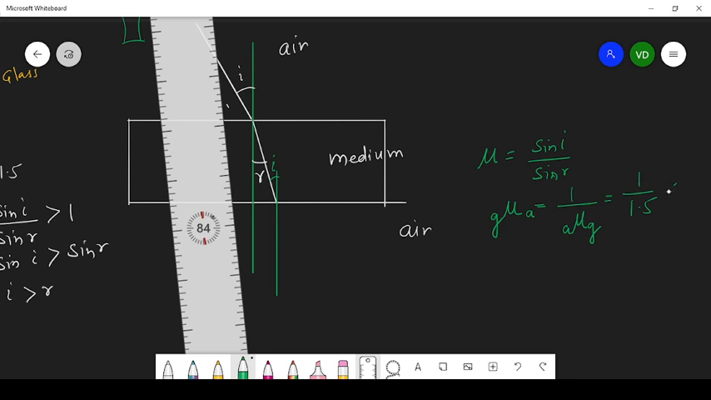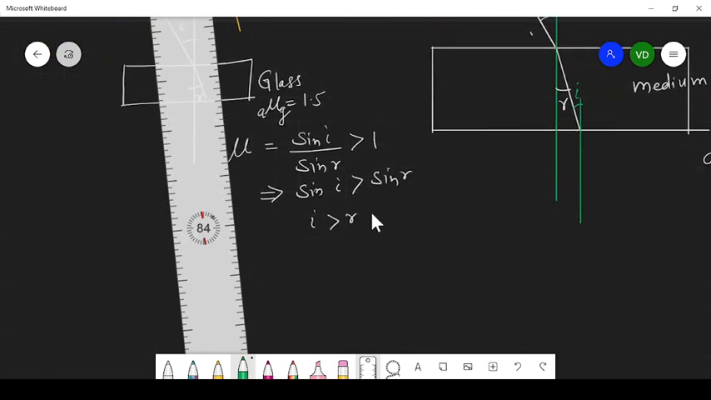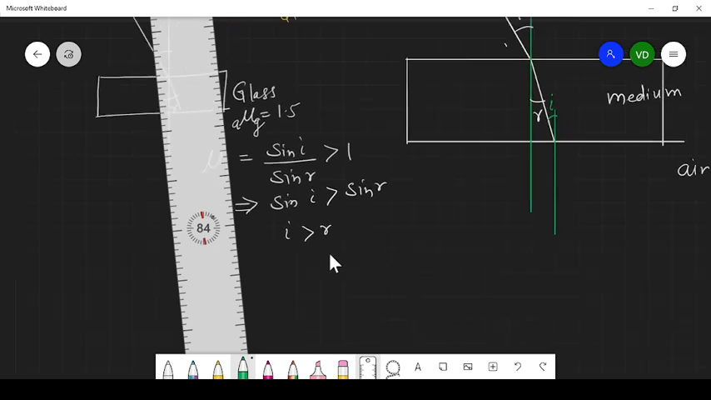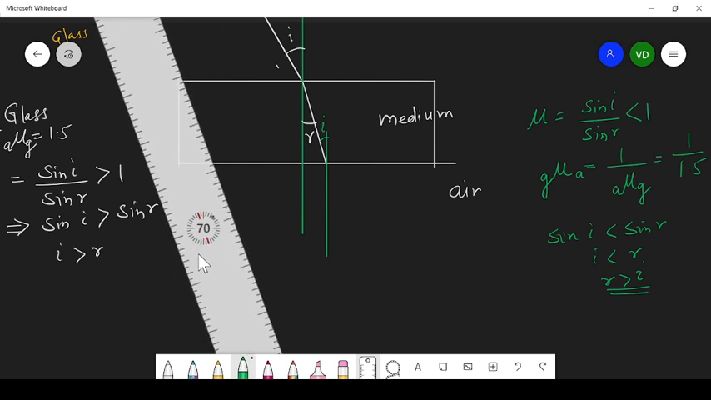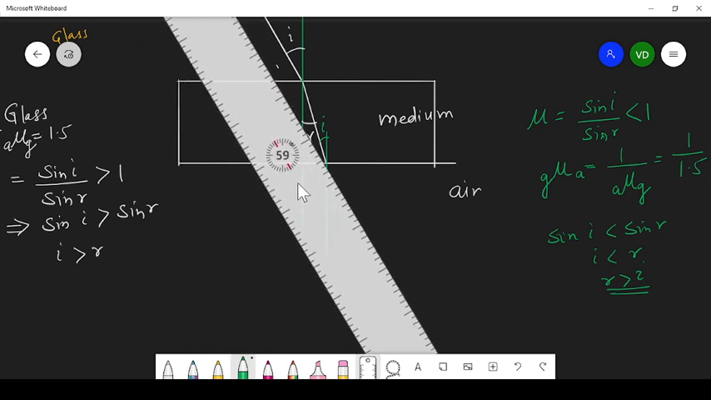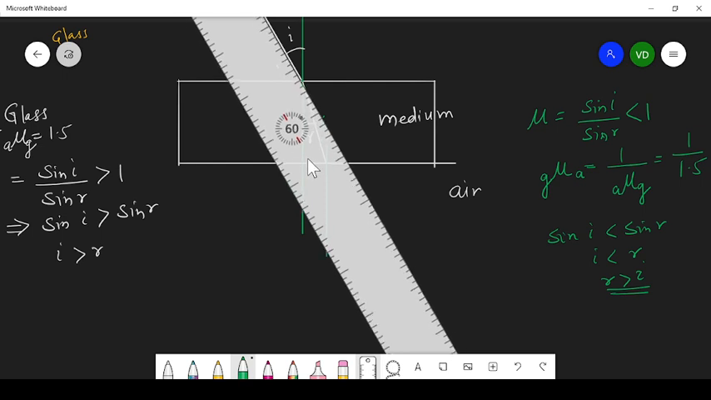So it is less than 1. Now if this is less than 1, that means sin I is less than sin R, and therefore I must be less than R, or I can write R is greater than I. Now this is the reverse condition, exactly opposite to that of when it goes from air to medium. So here the refractive angle, the angle of refraction coming out of this, will be more. In fact, it is exactly the same as that of this.